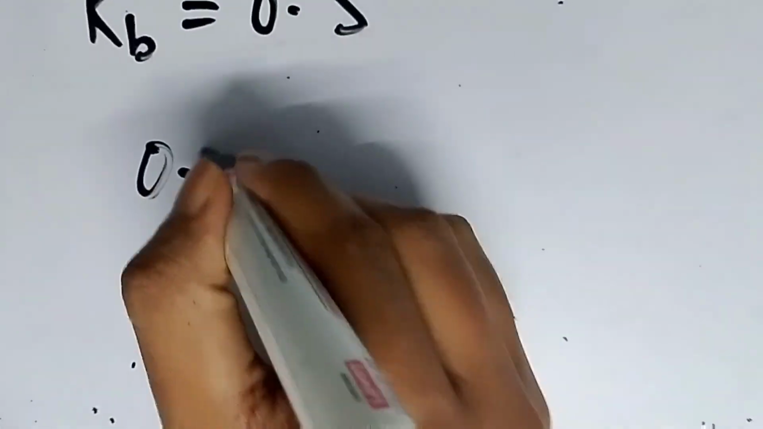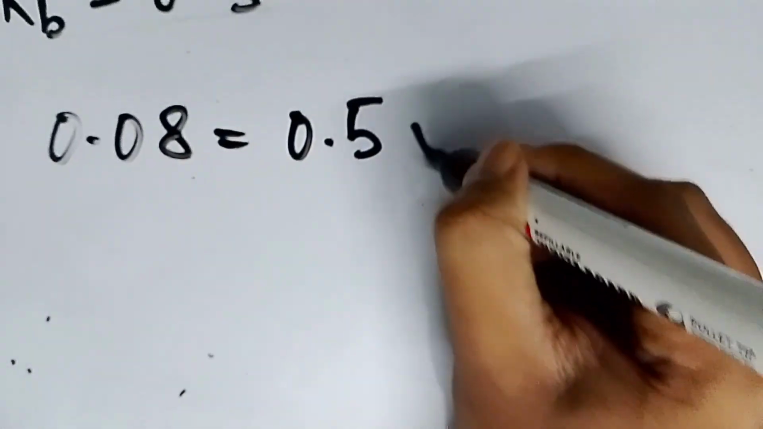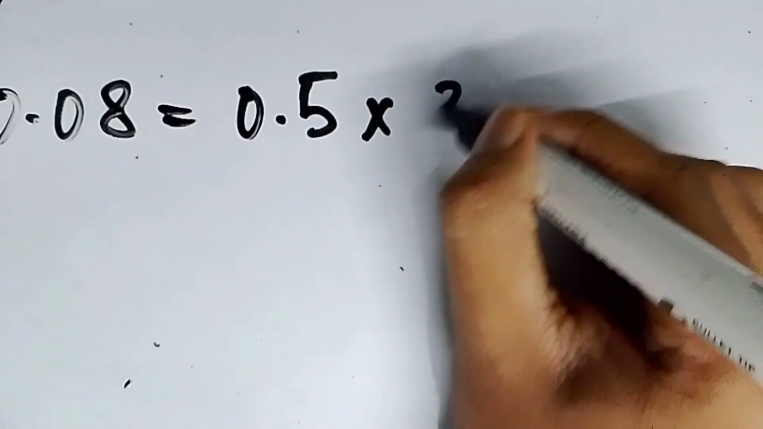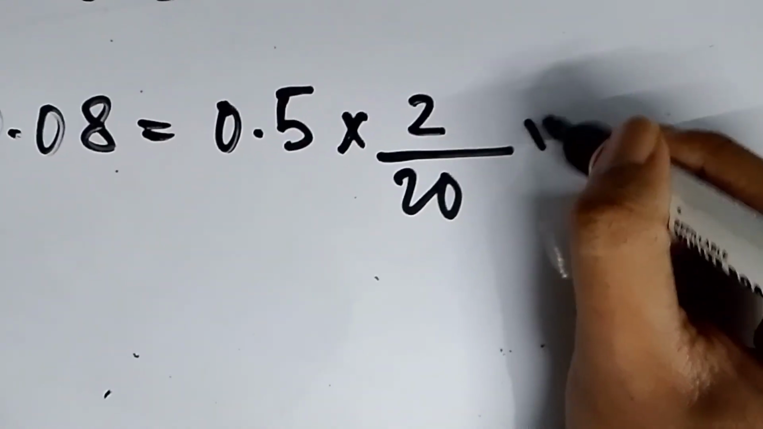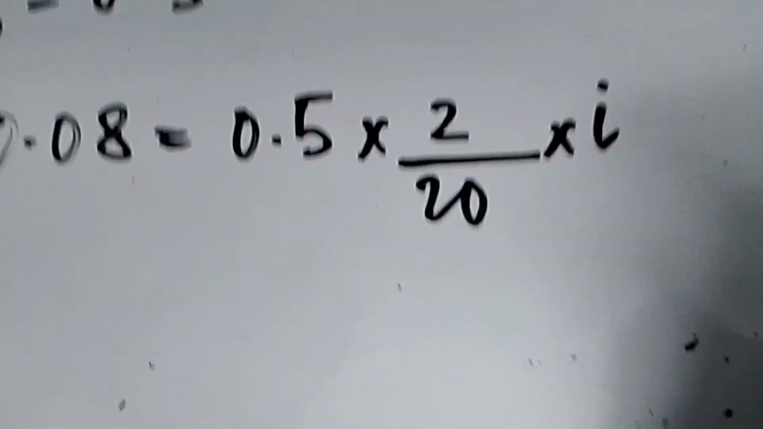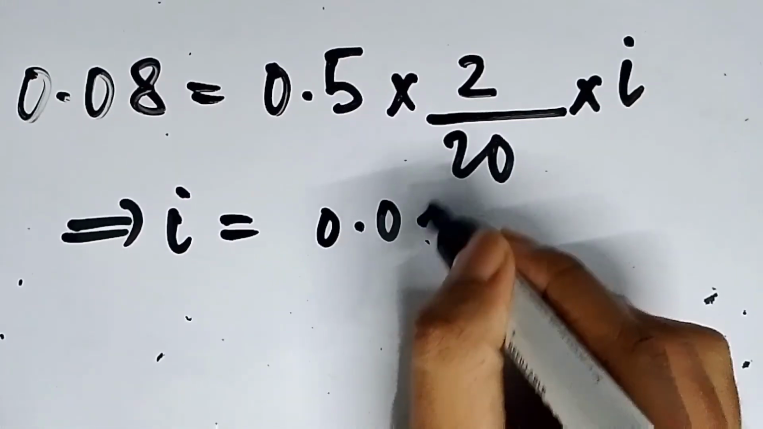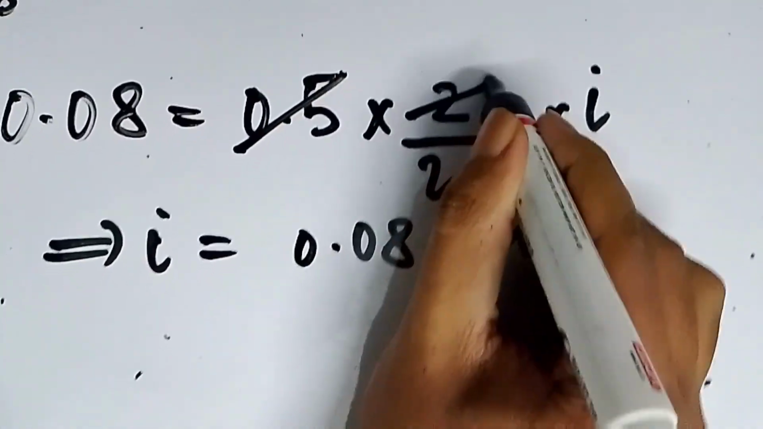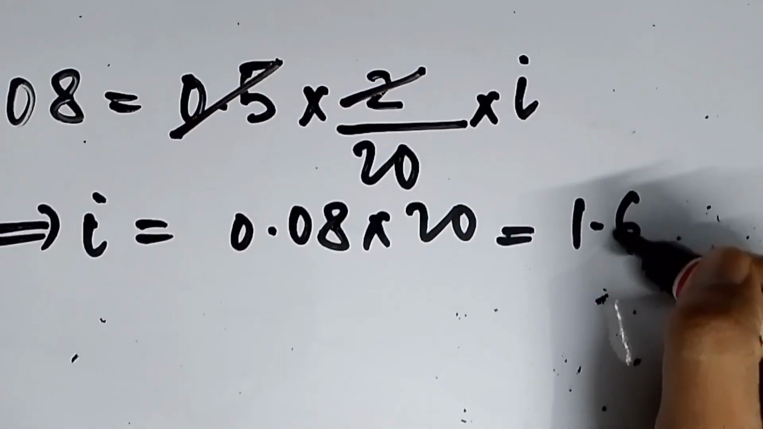So we use the equation 0.08 is equal to 0.5, Kb, multiplied by the molality, which is equivalent to the molarity. In this case it is given in the question, so it is 2 moles of solute in 20 liters of solution, multiplied by the Van 't Hoff factor. So from here we calculate the Van 't Hoff factor, that is equal to 0.08 into 20, and half and 2 just cancel off, so this equates to 1.6.